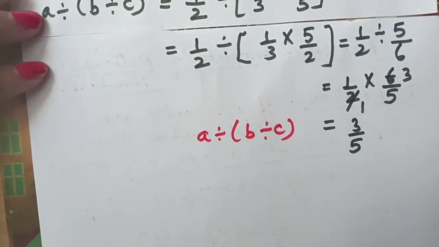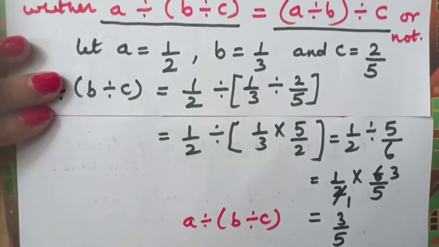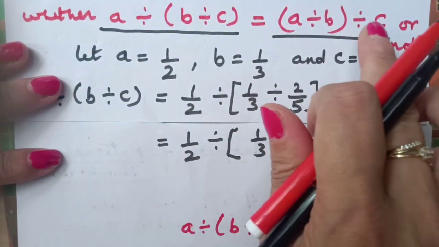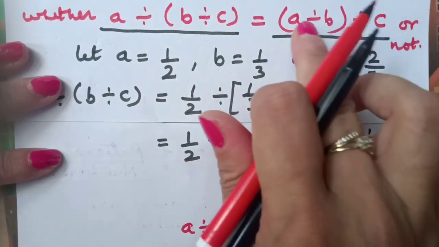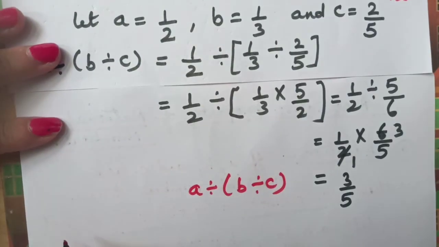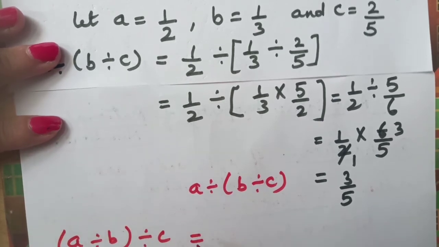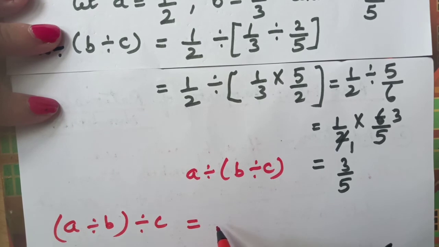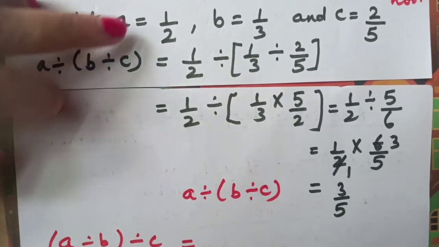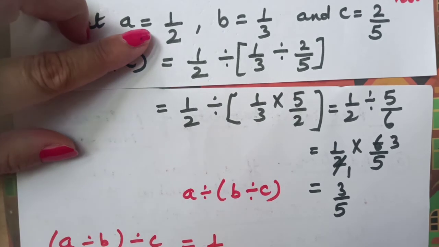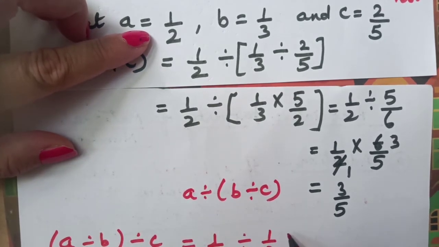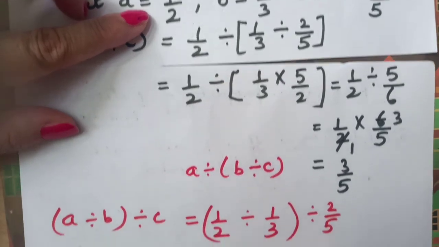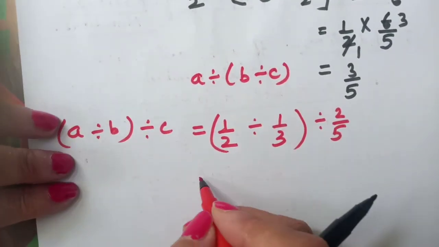Now we will take the right hand side. What is the right hand side? A divided by (B divided by C). Again start putting the values. The value of A is 1 by 2, divided by B, which is 1 by 3 divided by 2 by 5. These values we have put.